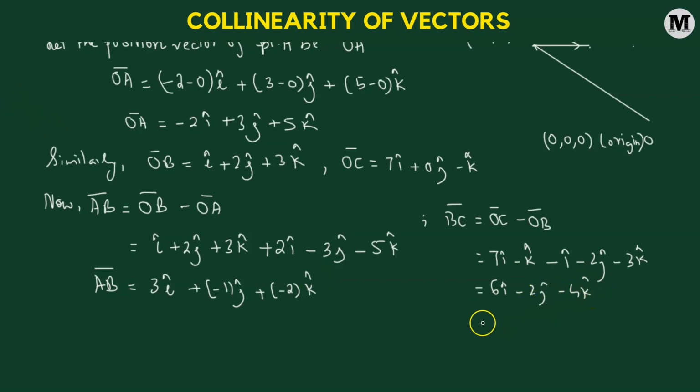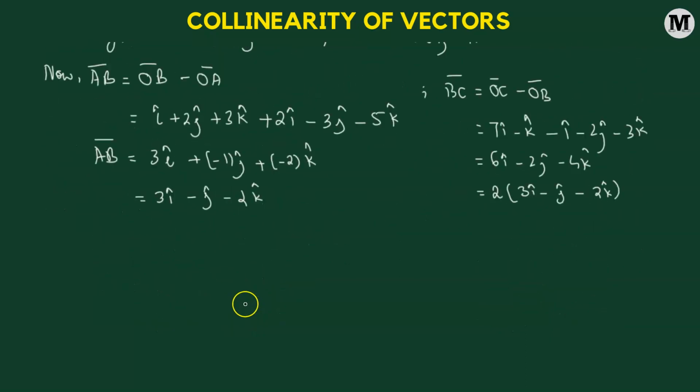Fine. Also, we can take 2 as the common factor, so that means we have 2 multiplied by 3 i cap minus j cap minus 2 k cap. However, we have already defined AB vector as 3 i cap minus j cap minus 2 k cap, which means we have expressed the vector BC equals lambda times AB vector, where lambda is some scalar with a value equal to 2.